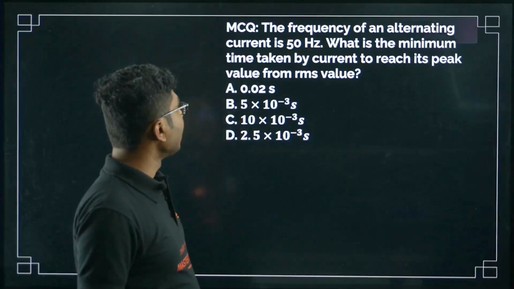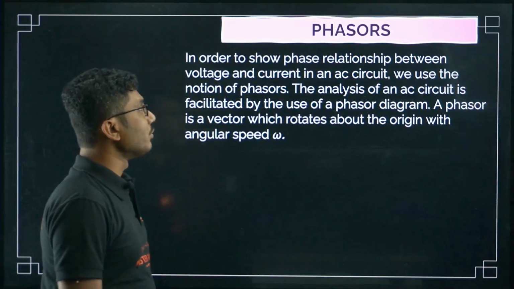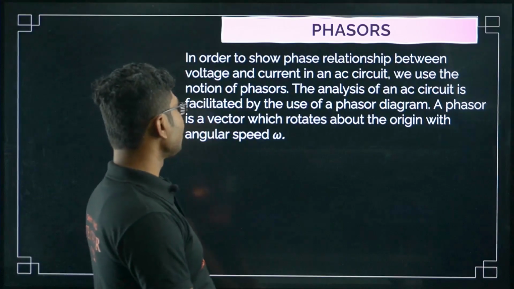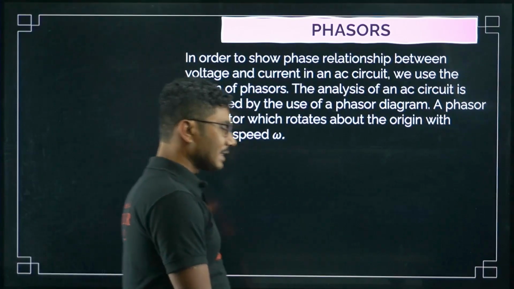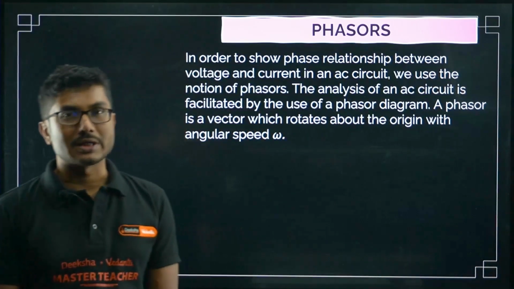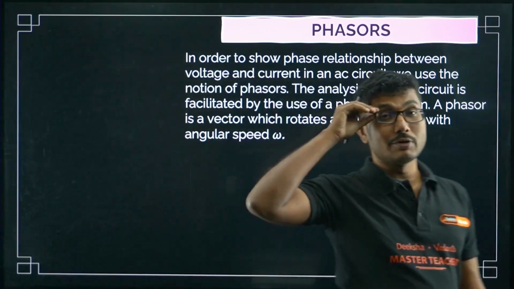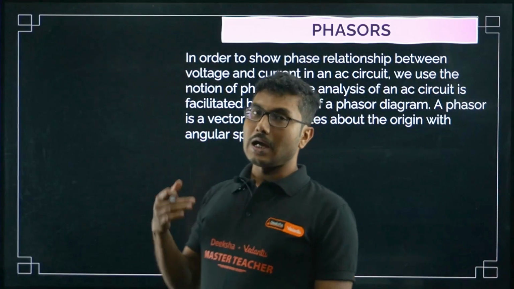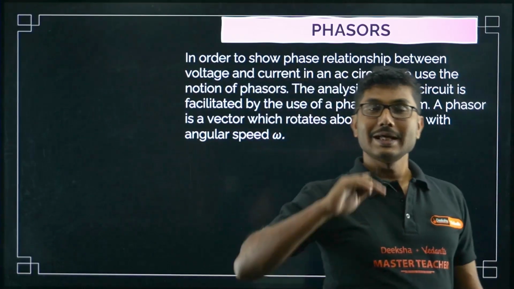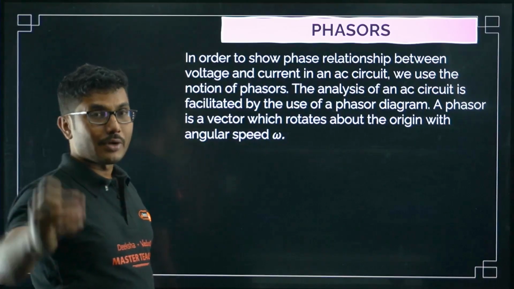Okay, next part, we are talking about phasors. In order to show the phase relationship between voltage and current in an AC circuit, we use the notion of phasors. A phasor basically represents whether current and voltage are in the same phase, or someone is leading and someone is lagging, how they are running after one another. In case of DC we do not need a phasor, because current and voltage are always in phase. But in AC, current and voltage are not always in phase. That depends on what circuit you are using.